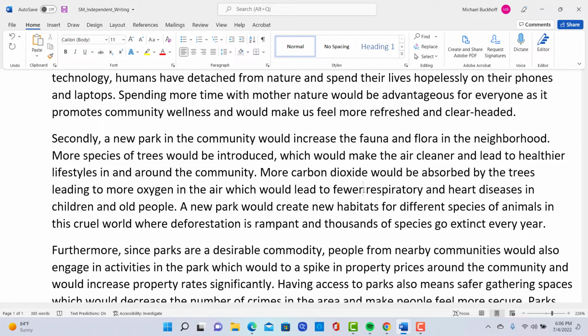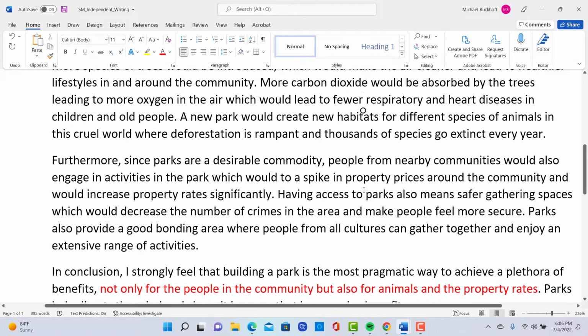A new park would create new habitats for different species of animals in this cruel world where deforestation is rampant and thousands of species go extinct every year.